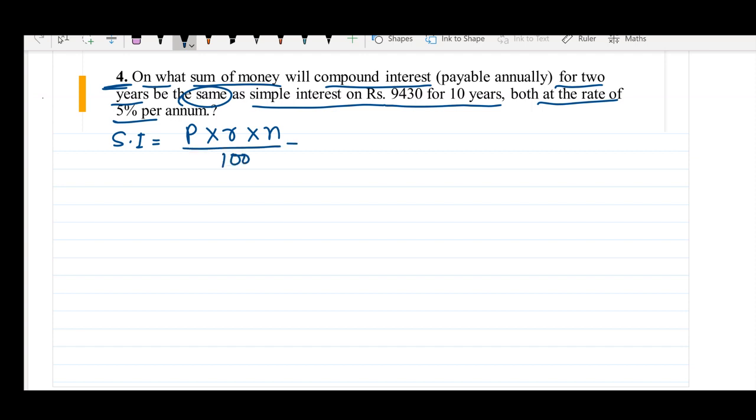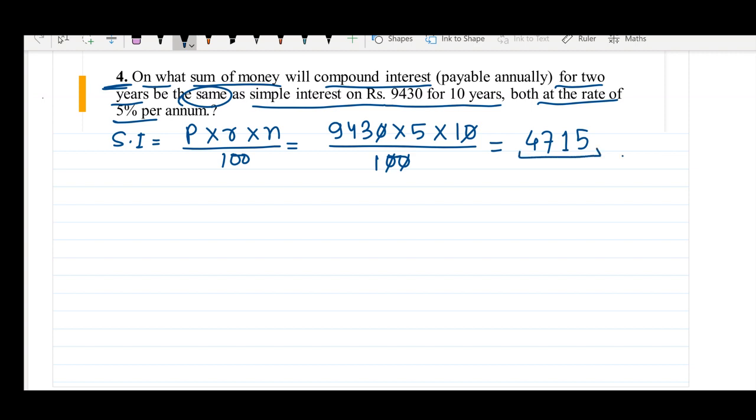And here P is 9430, into rate, which is the same for both, so it is 5%, and we know that for 10 years it is to be calculated over 100. So you can cancel these zeros with these two. Now you got 9, 5 3s are 15, 5 4s are 20, and then 21, 5 9s are 45, 5 2s are 10. So 4,715 rupees.